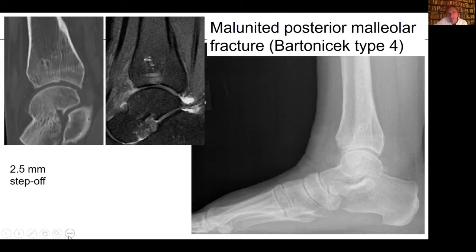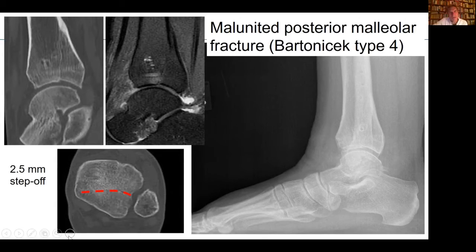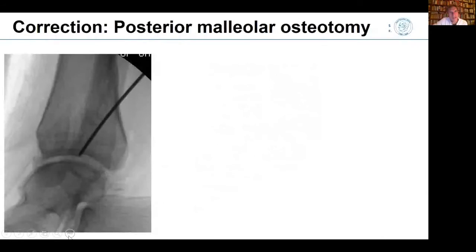So it's really time for action if you want to save that patient from a later arthritis and fusion. So this is the former fracture line, and we put the patient prone this time. The hardware was luckily out already, so it was good for one reason. And this is a poor man's navigation.